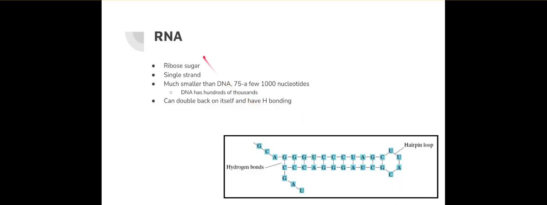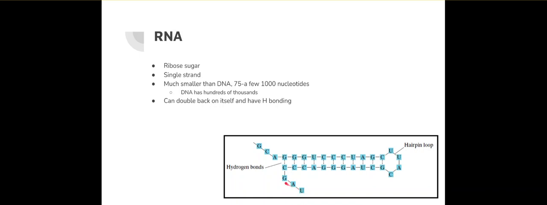RNA. So RNA is going to have a ribose sugar, not a deoxyribose sugar. RNA is not in a double helix structure. It's a single strand. It is much smaller than DNA. RNA is usually 75 to maybe a few thousand nucleotides, whereas DNA can have literally hundreds of thousands of nucleotides. But it can double back on itself and be held together with hydrogen bonding.